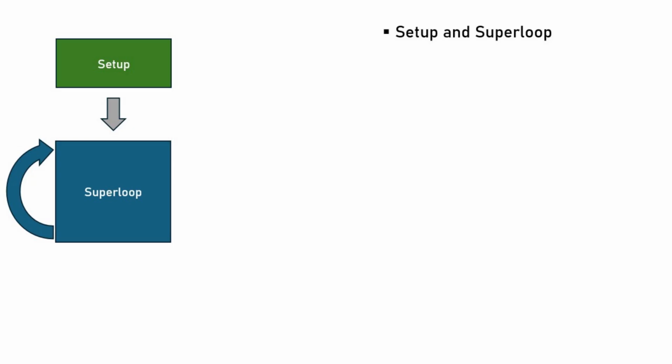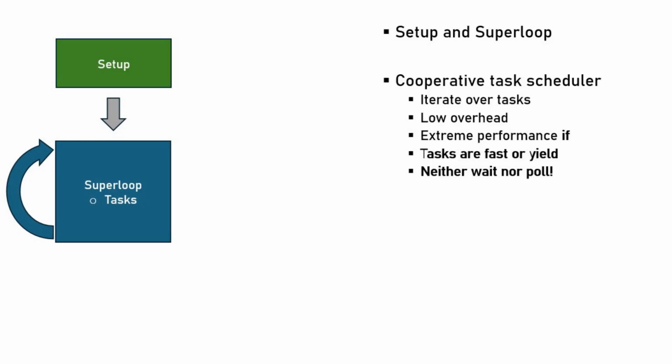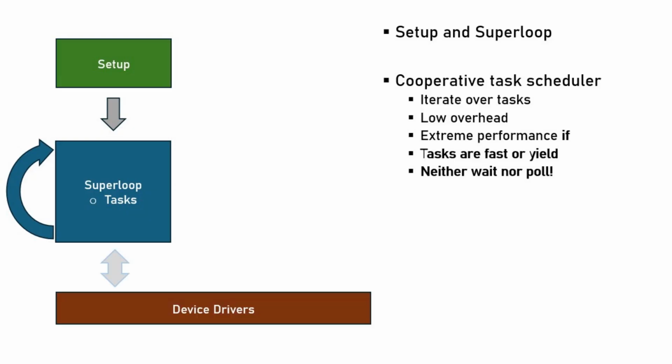At the most basic level, each board runs a classical Superloop pattern. A setup phase that initializes everything, and a loop that repeats the same steps over and over again. Inside that loop, we run tasks for command, control, and housekeeping. This creates a cooperative task scheduler, extremely fast and low overhead, if each task either finishes quickly or yields instead of waiting or polling. There is no preemptive scheduler. If a task blocks, nothing can take the CPU away from it.